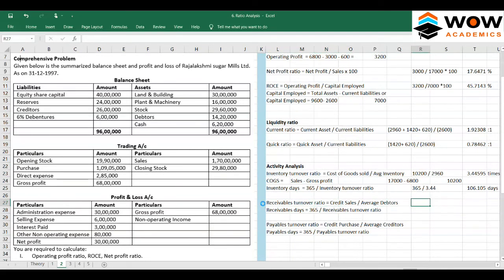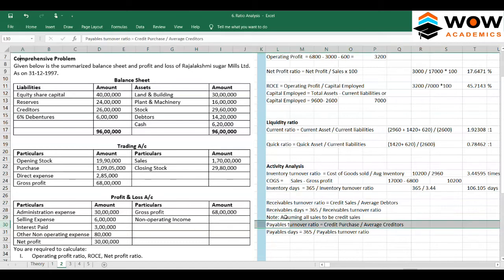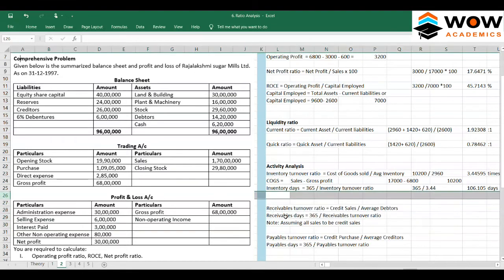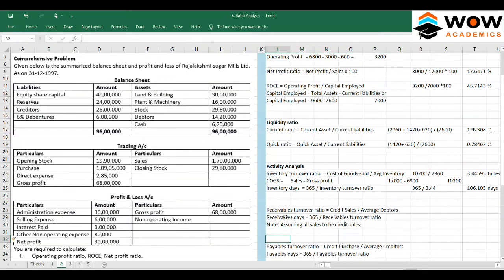In terms of receivables, it's going to be credit sales. So there is no credit sales here. So you have to make a note again, which is saying assuming all sales to be credit sales. So we can get the sales. Sales is debtors. Debtors is again available, 1420.